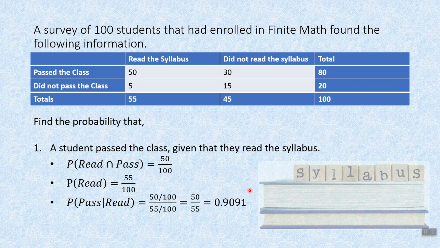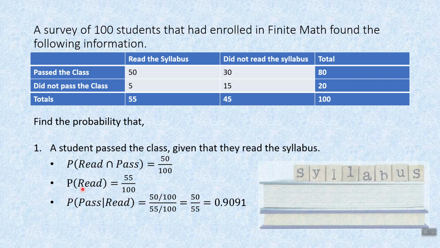So a survey of 100 students enrolled in finite math found the following information, and here we have it in the table. We want to find the probability that a student passed the class given that they read the syllabus. So we know they read the syllabus, and we want to know the probability that they passed the class. First we look at the intersection: a student passed and they read. Read the syllabus, passed the class. There are 50 out of the 100 students that did so.